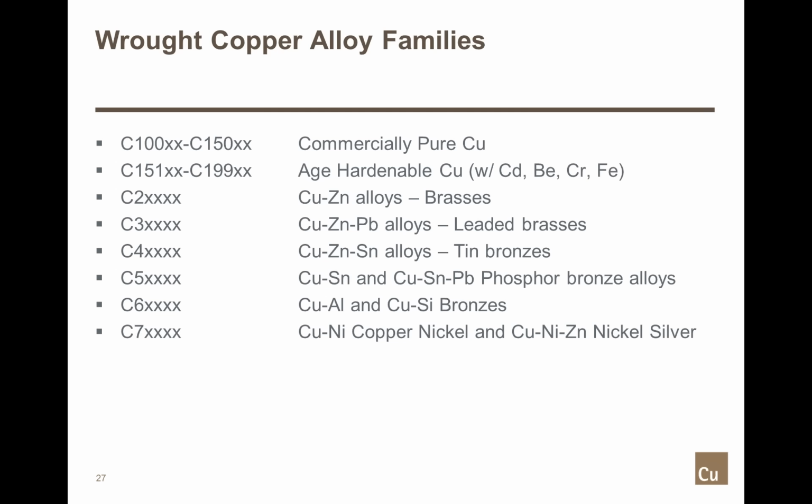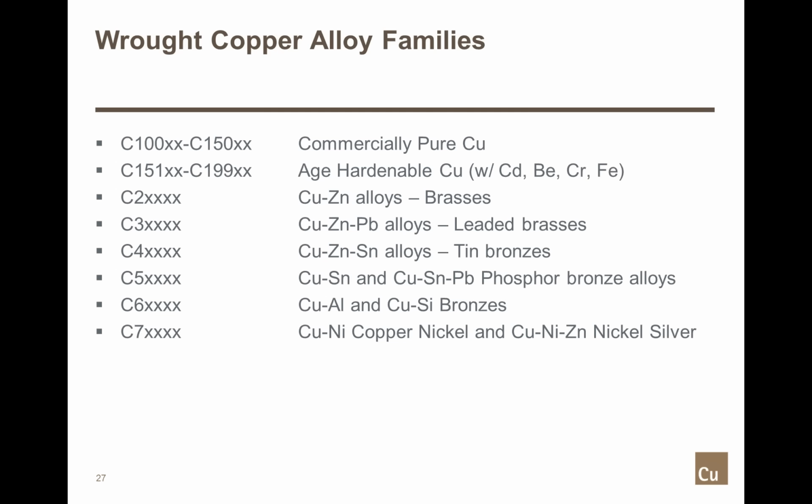The C6 with 4 other numbers would be the copper aluminum or copper silicon bronzes. It's sort of split into 2 groups. And then C7 series are copper nickels for about the first half of that numbering system, and copper nickel zinc series are nickel silvers. We'll talk about examples here of each in a moment.